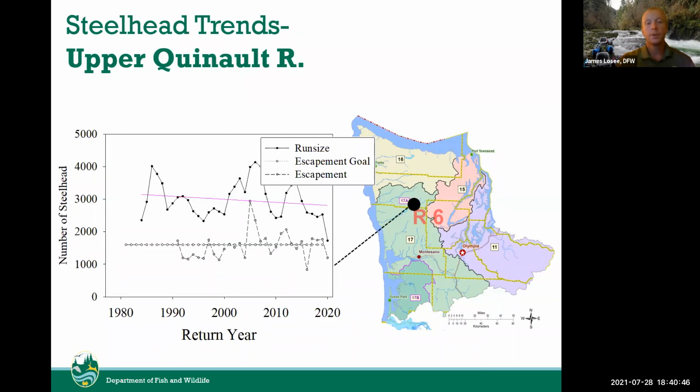Here we're looking at the upper Quinault. This is the area of the Quinault River that we manage and target wild and hatchery steelhead. So you can see a more stable trend, but when you look at the escapement estimate around the escapement goal, you can see there's a number of years where we fail to meet that escapement goal.